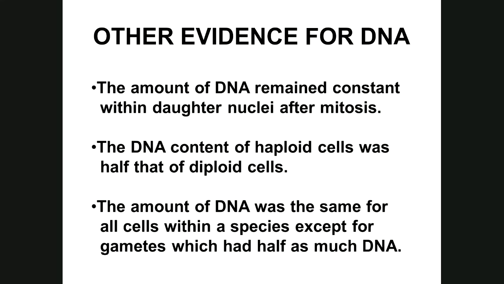Some other evidence for DNA being the hereditary material. The amount of DNA remained constant within the daughter nuclei after mitosis. That means that the daughter cells had the exact same amount of DNA as the original parent cell, which we know that's true now. The DNA content of haploid cells, the gametes, was half that of the diploid cells. That's true too. Remember, gametes are haploid. They have 23 chromosomes. And diploid cells, the somatic cells of the body, have 46 chromosomes. And the amount of DNA was the same for all cells within a species except for gametes, which had half as much DNA.